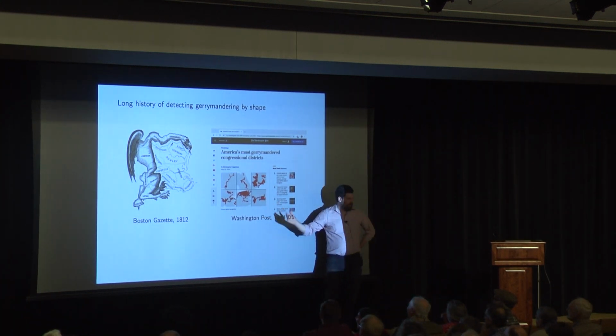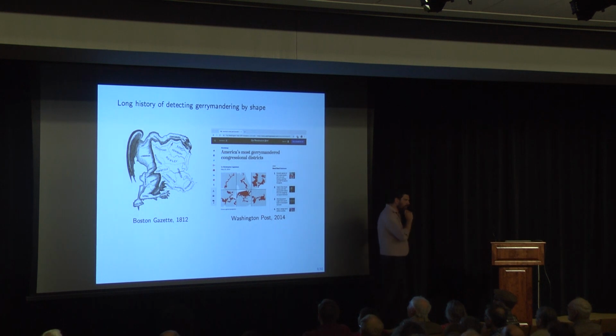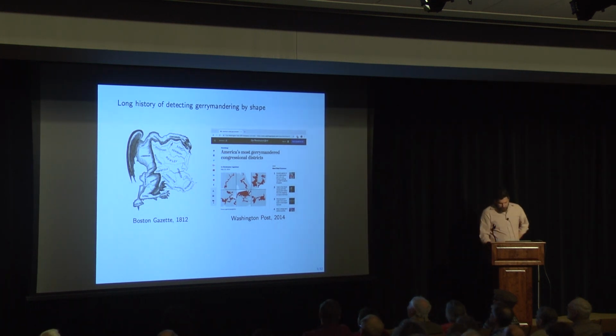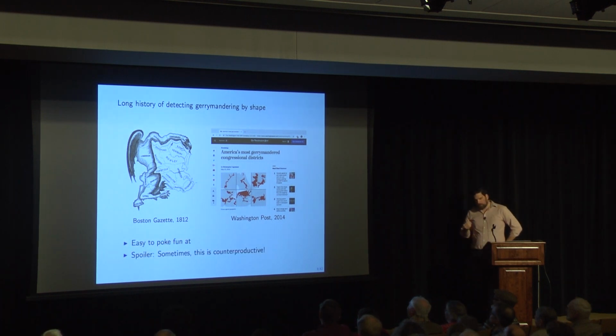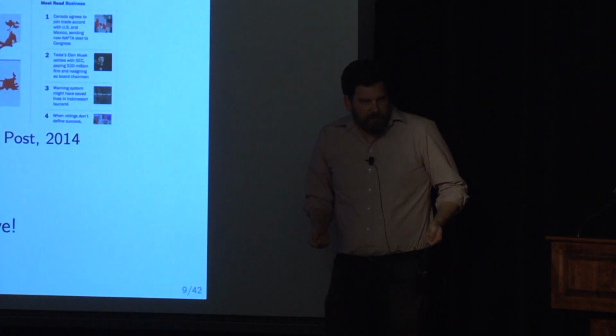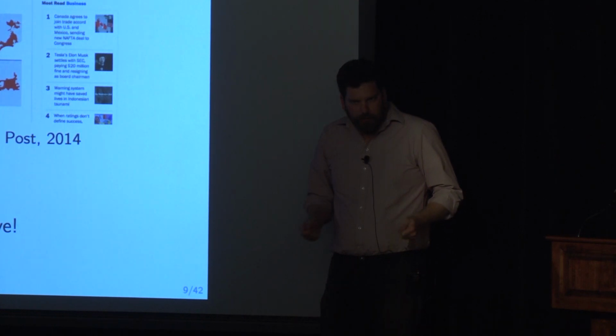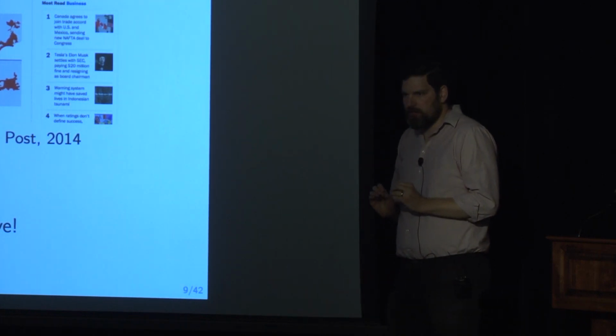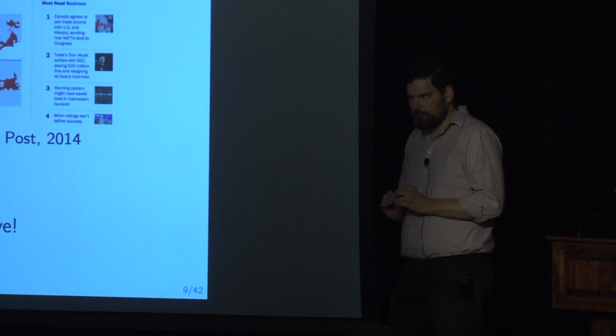Even today, our newspapers are showing us how these bizarre shapes are all over the place, and this is bad. So I want to give away a little bit of my punchline early on, just so you don't get upset with me while you hear me talk. These shapes are easy to poke fun at. That's why they show up in the newspaper. They make for good graphics. But it's not necessarily a good detector of the problem. In fact, it could be counterproductive to zero in on the shape as the bad thing.